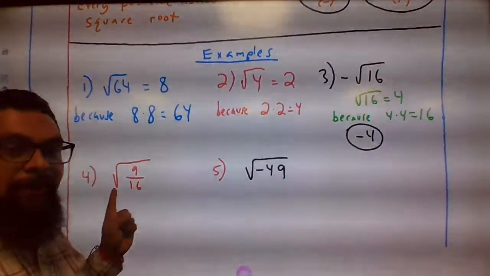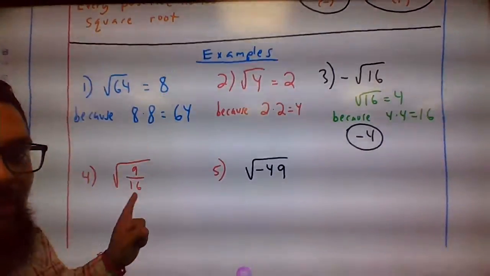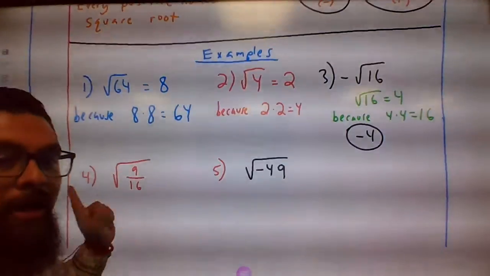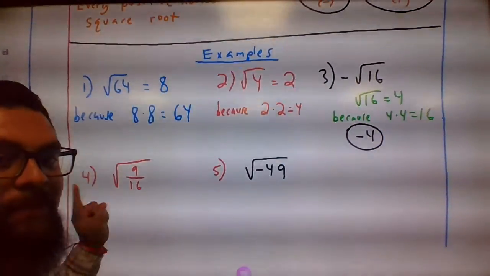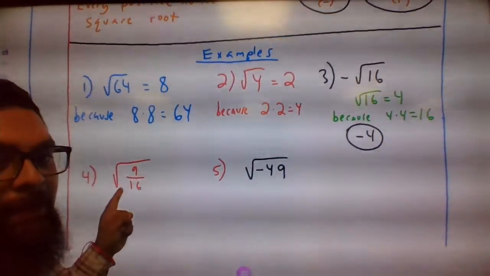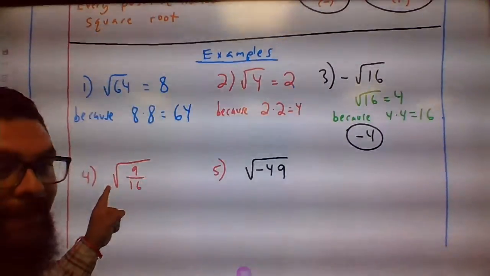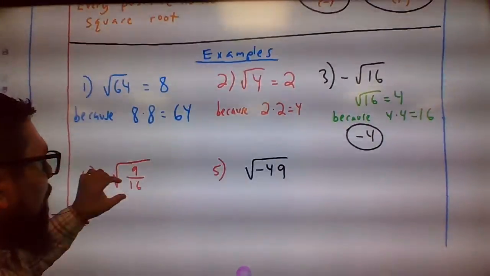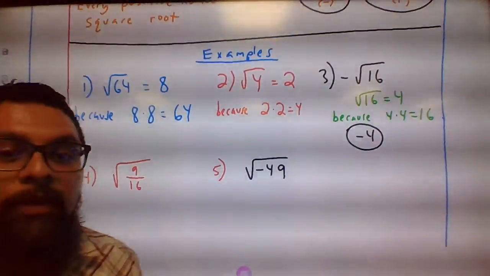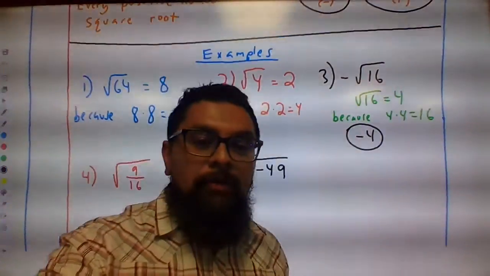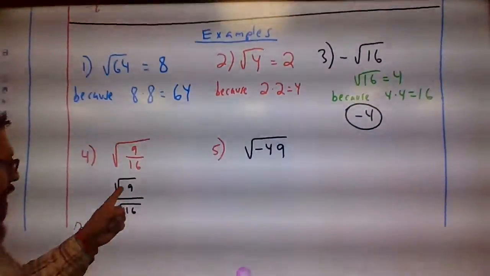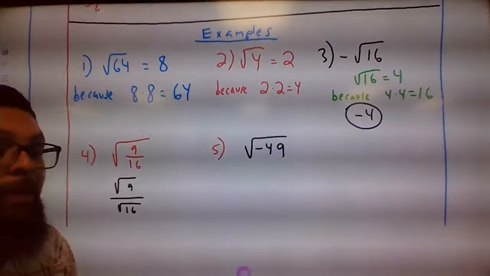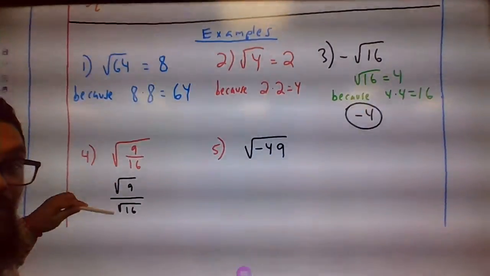In number 4, you see a fraction. Uh-oh. Danger, right? Well, no biggie. There's a law that says we can split this up. We put the radical sign, this square root sign, over the 9 and over the 16 separately. Look, now they're separate: square root of 9 and square root of 16. Now we can look at our chart and find the square root of each one.